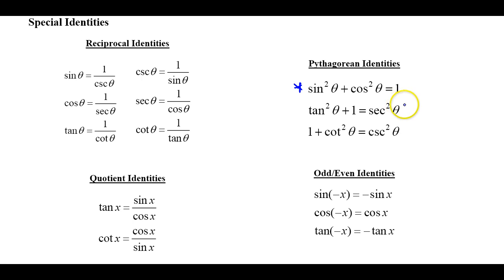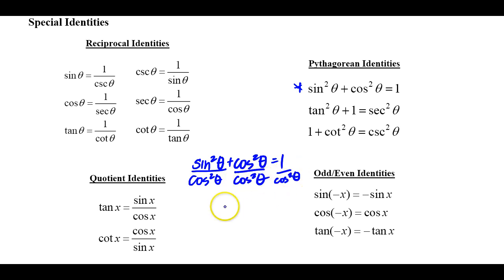I don't think these are necessarily worth memorizing because you can derive them. So let's say you know sine squared theta plus cosine squared theta equals 1. If these two sides are equal, whatever I do to one side I can do to the other side. So let's divide both sides by cosine squared theta. So sine squared over cosine squared. What's sine over cosine? It's tangent. So tangent squared plus cosine squared over cosine squared, same thing over the same thing, equals 1 over cosine squared.